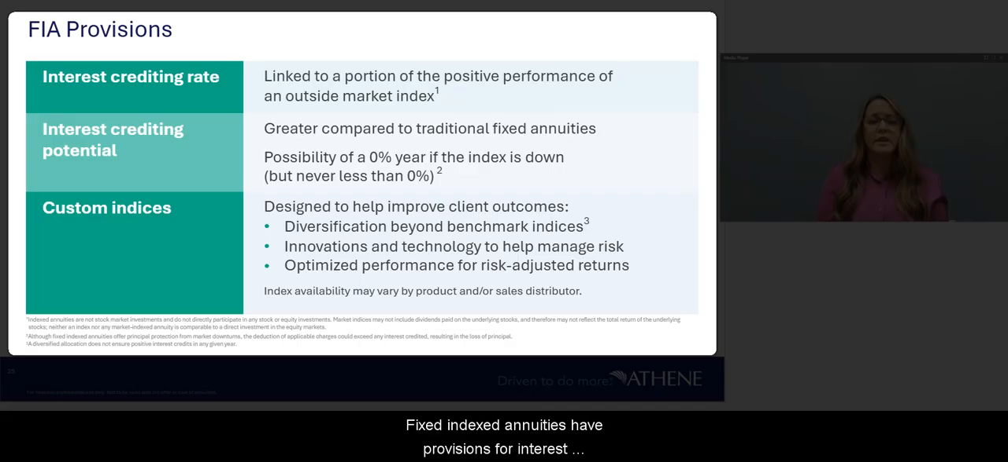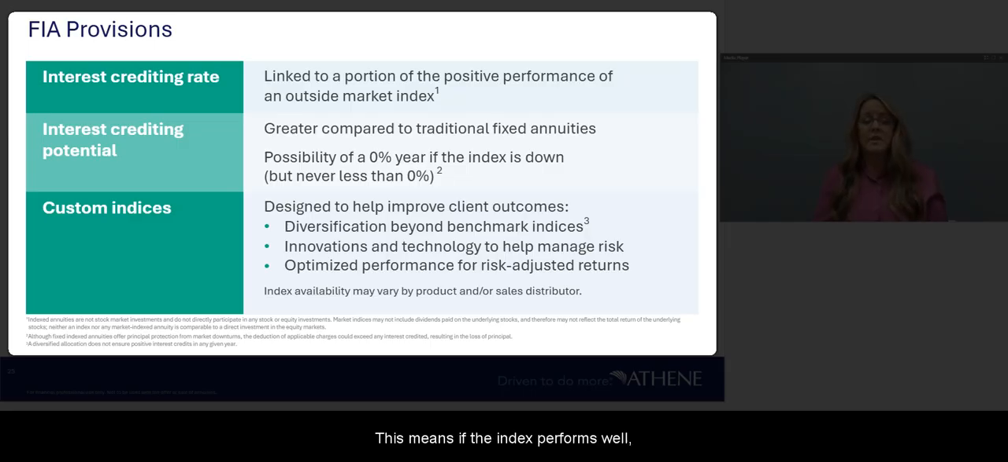Fixed indexed annuities have provisions for interest crediting rates. These provisions determine how interest is credited to the annuity based on the performance of a specified market index. FIAs generally offer better potential for growth compared to fixed annuities. The interest credited to a FIA is linked to the performance of a market index, such as the S&P. This means if the index performs well, the clients have the potential to earn higher returns.